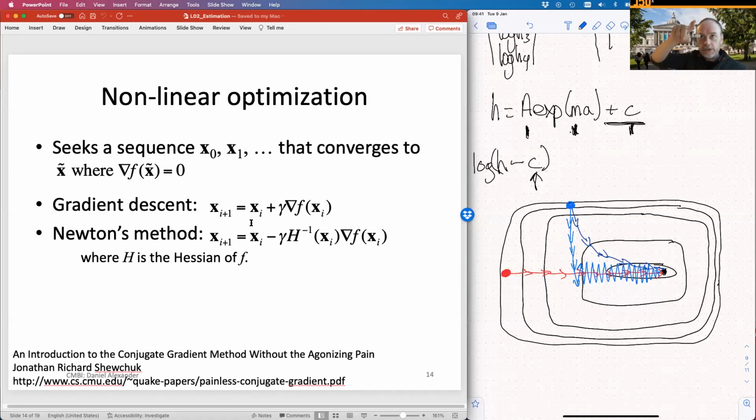The problem occurs when it shoots up the side of the valley, so that the strongest downhill is across the valley rather than along it. That's when the gradient descent runs into problems.